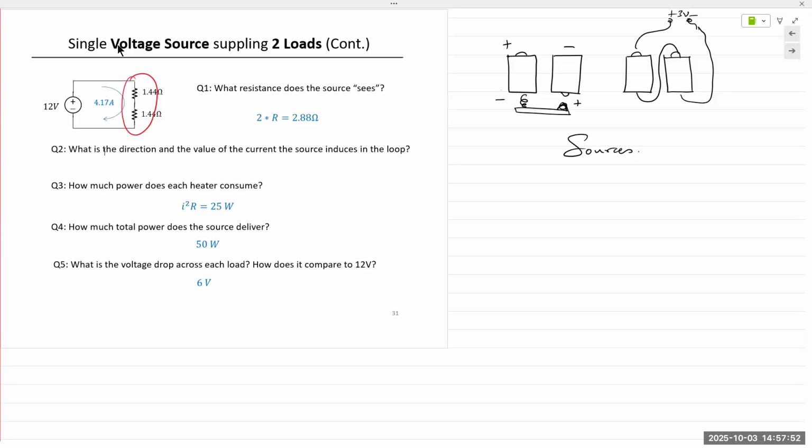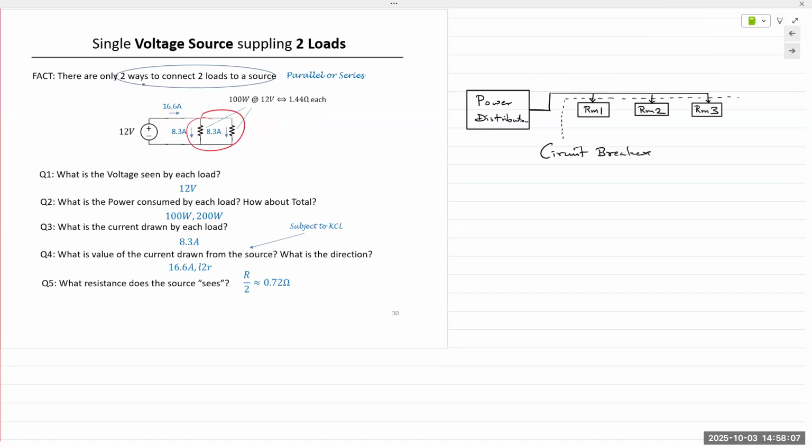So if you have a single voltage source and you connect it to two loads in series, the current remains the same. Current through the entire load system is going to remain the same, but the voltage will get divided. When it's in parallel, like this one, the voltage remains the same, but the current is divided.